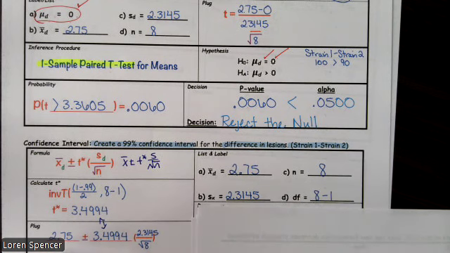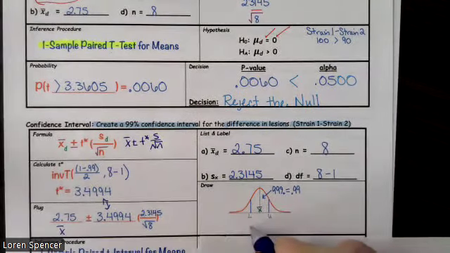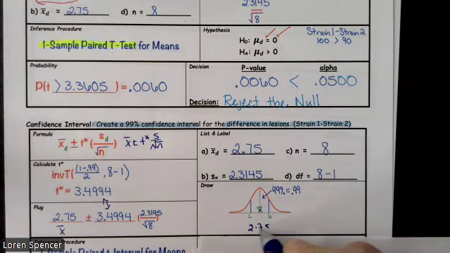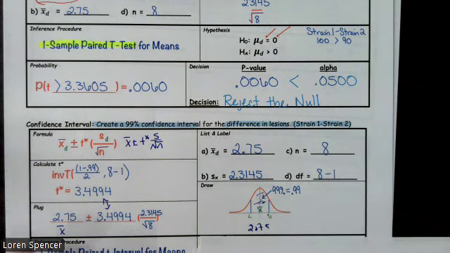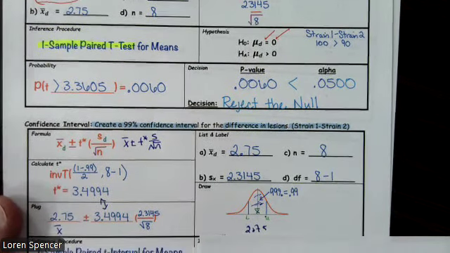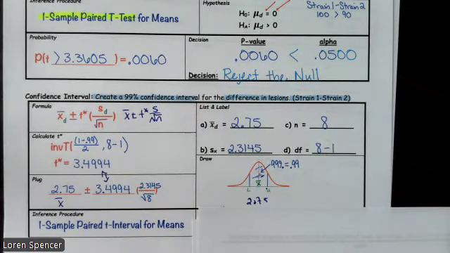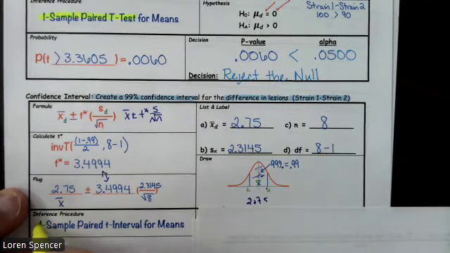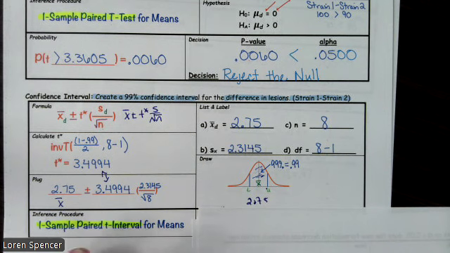Okay, when we go to draw this thing, please remember all confidence intervals are centered on X bar. So if this is X bar right here, I need to be centered on that. So my X bar right here is 2.75. We know we're going to have a lower bound and an upper bound, and we're looking for 99% being in here. So what type of test are we doing? Well, we're working with a one sample paired T interval. And it's a one sample paired T interval for the mean of the differences.